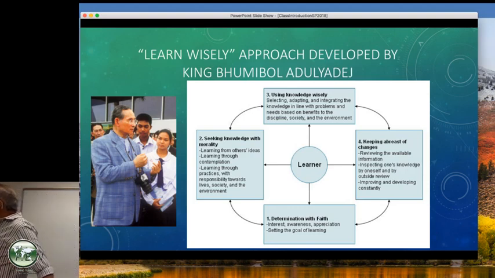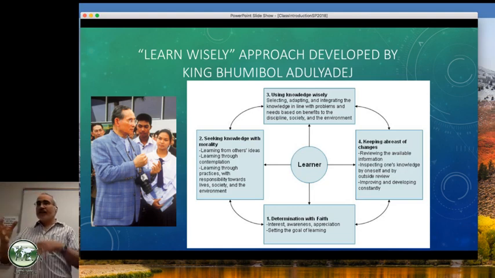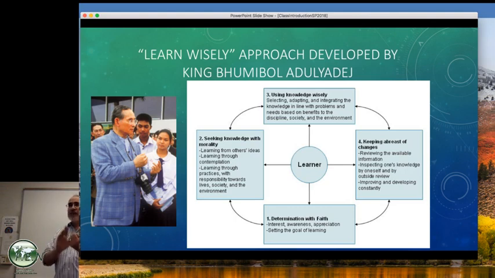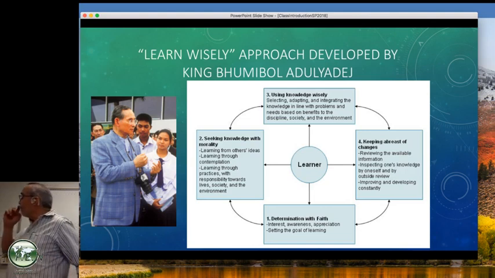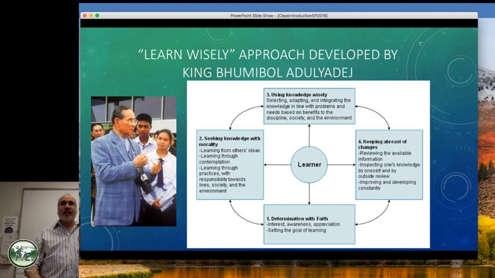Then he goes to step two, which is seeking knowledge with morality. So we're trying to get our knowledge, but it has to be done with morality. And again, that gets back to when we're doing something skillful, we're not hurting anybody. We're helping people, using the knowledge wisely, and then finally keeping abreast of changes. So this is like the lifelong learning thing.